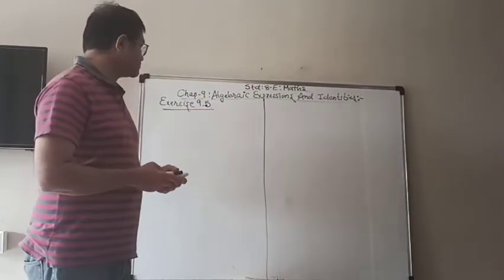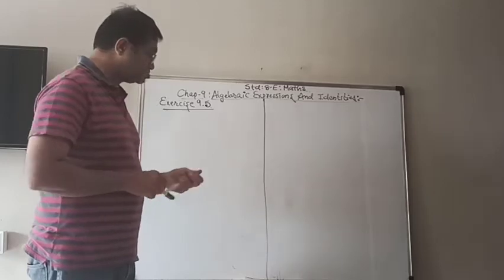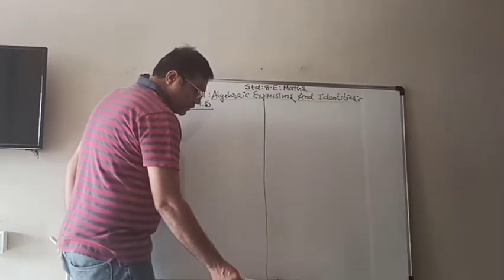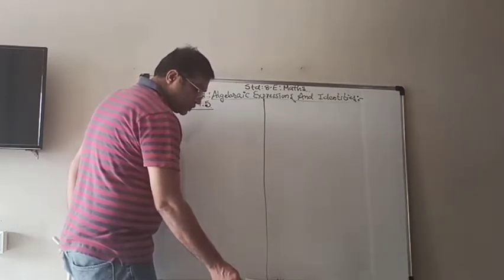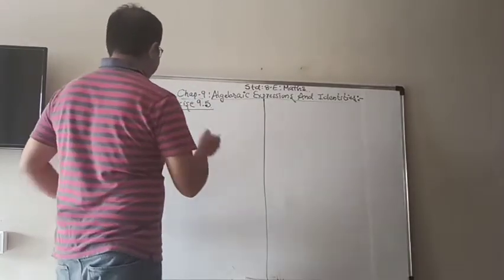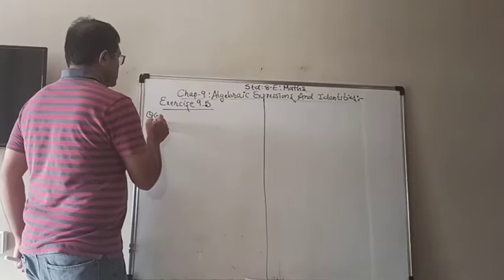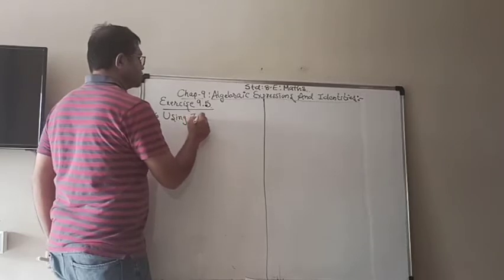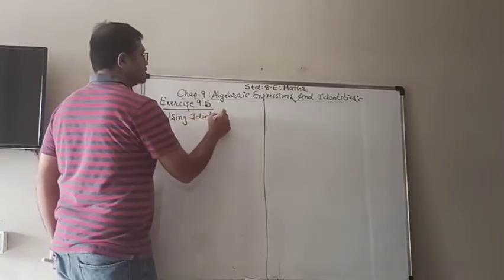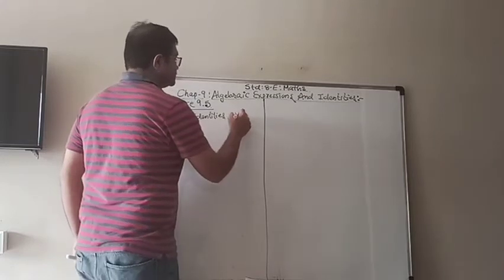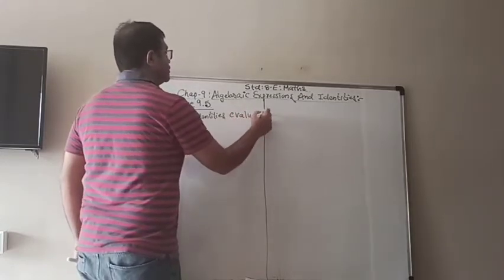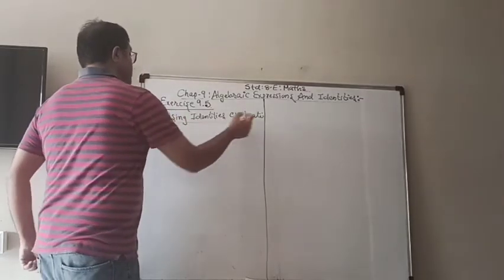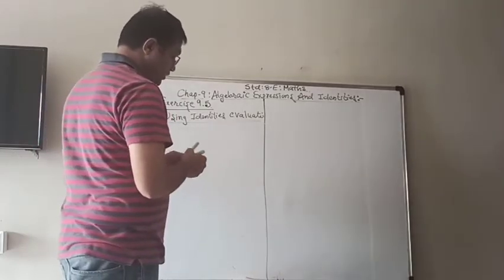Now we are doing the exercise 9.5. We finished question number 1 to 5. So today, question number 6. Here, using identities, evaluate. So here we have to use any of the identities, and then find the value of the given.